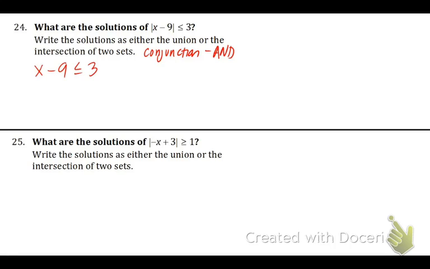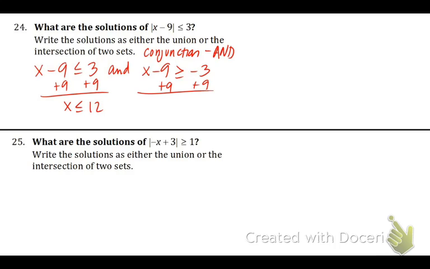x minus 9 is less than or equal to 3, and x minus 9 is greater than or equal to negative 3. Plus 9 and plus 9. x is greater than or equal to 6, with an "and" in the middle.